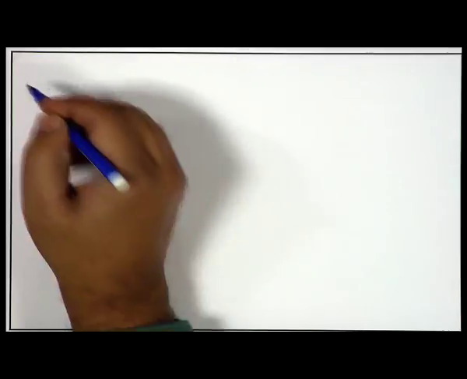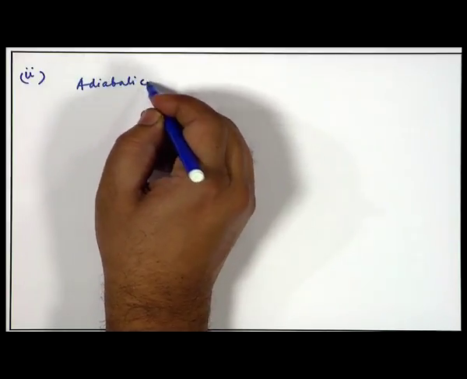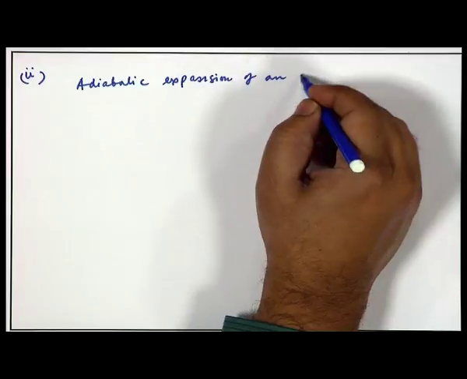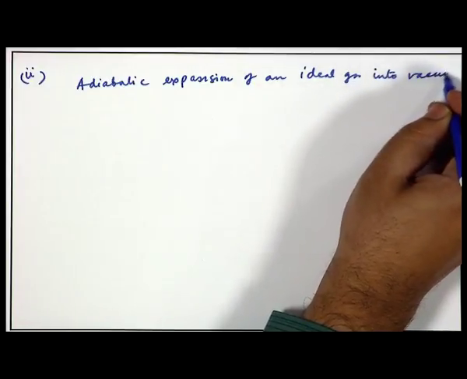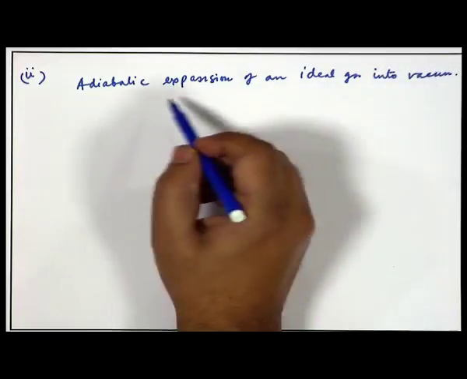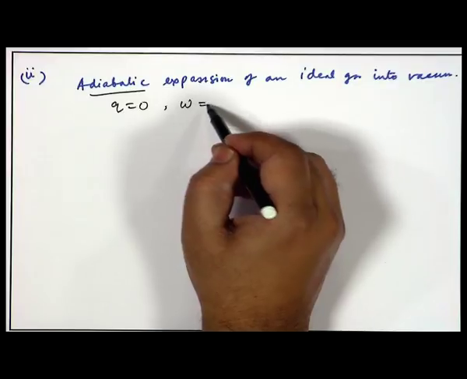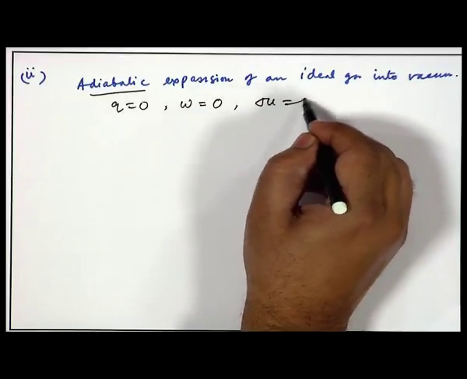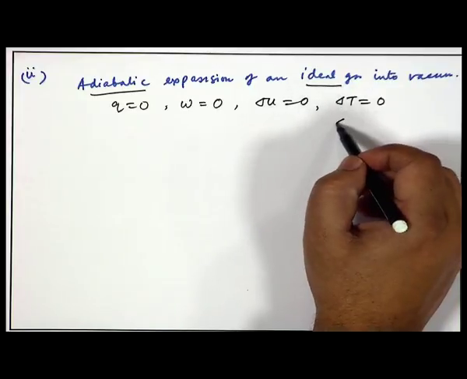So, I will move to the next example, which is example 2. It is adiabatic expansion of an ideal gas into vacuum. Now, quickly, adiabatic, Q is equal to 0. Expansion into vacuum, so W is 0. Q 0, W 0, then del U is 0. As del U is 0 for an ideal gas, del T is 0, and as del T is 0 for an ideal gas, del H is 0. This was easy.